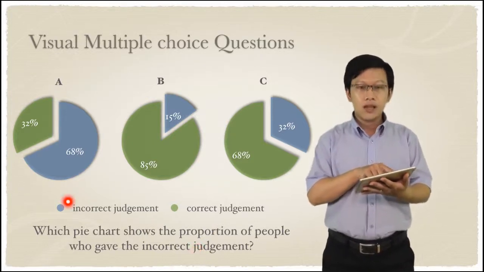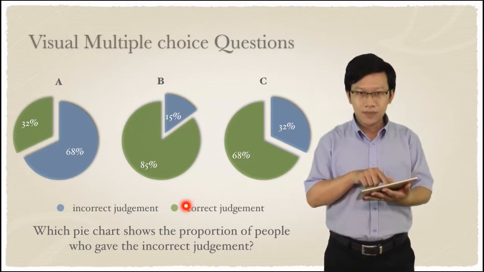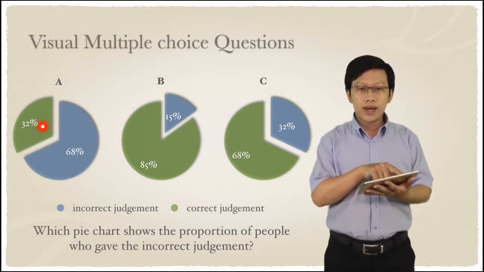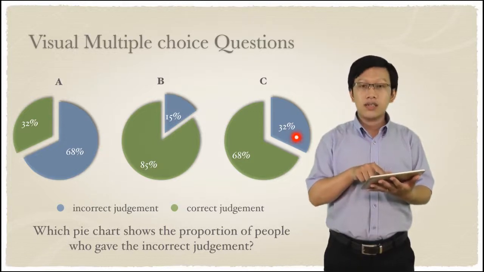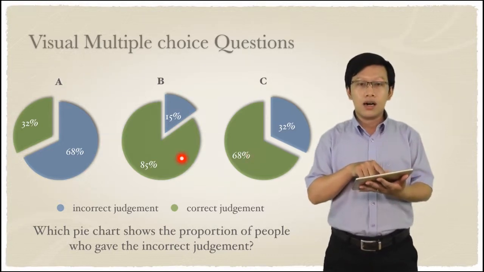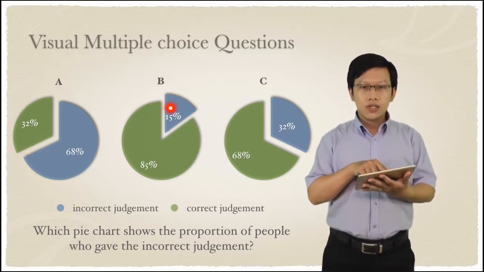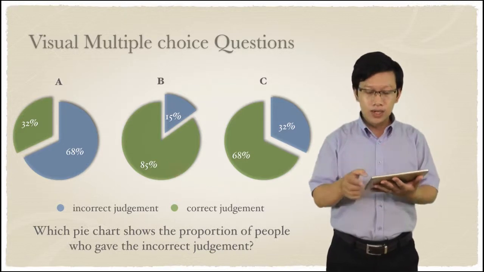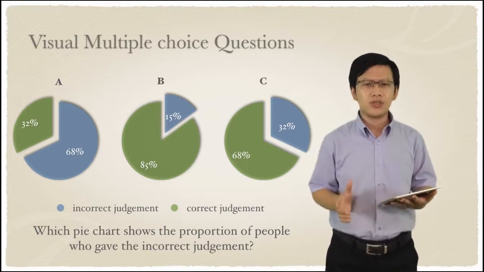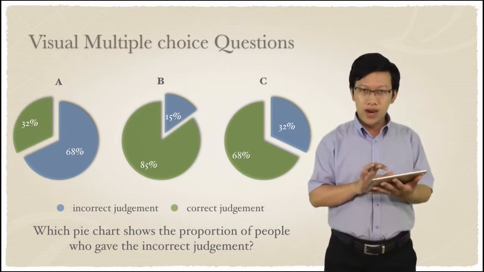Alright, so pay attention. The blue section means incorrect and the green means correct. Then here we have 3 quite different. This one 32 correct, 68 incorrect. This one 32 incorrect, 68 correct. These are opposite. The middle pie chart is quite different. 15 incorrect and 85 correct. So now we are going to listen and find out the answer to this question. Which pie chart shows the proportion of people who give the incorrect judgment? Now, here we go. We are ready to start.